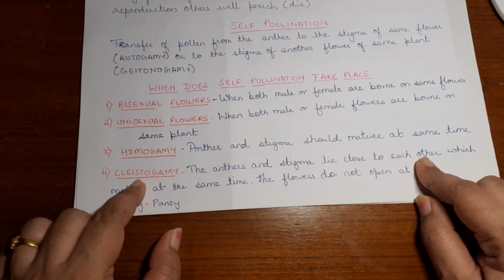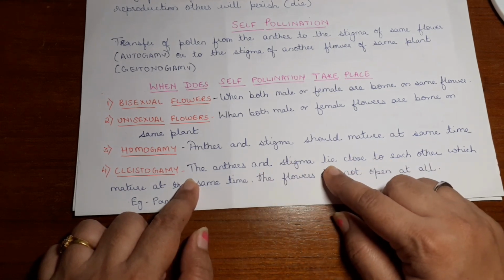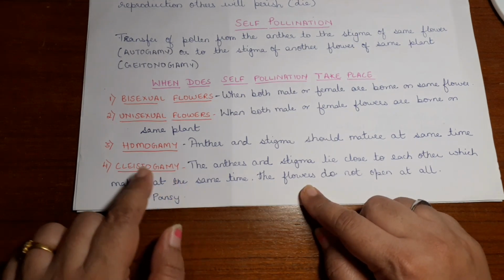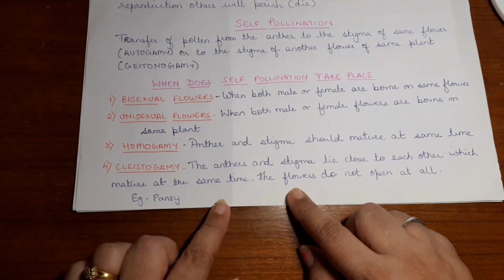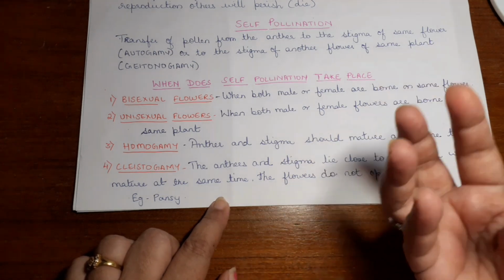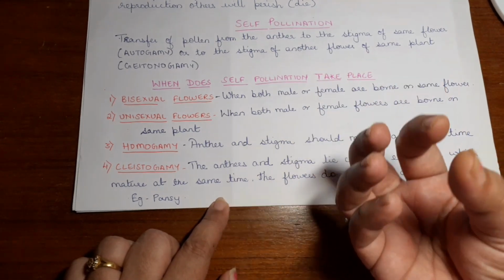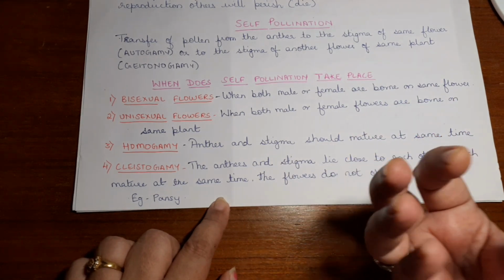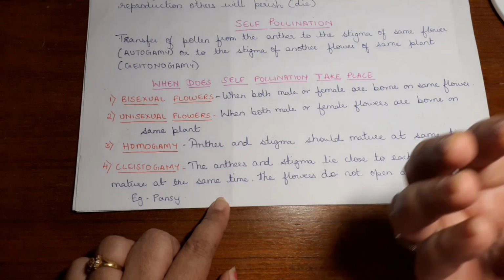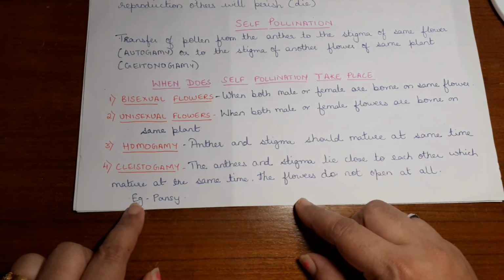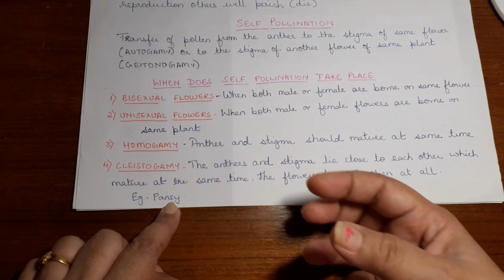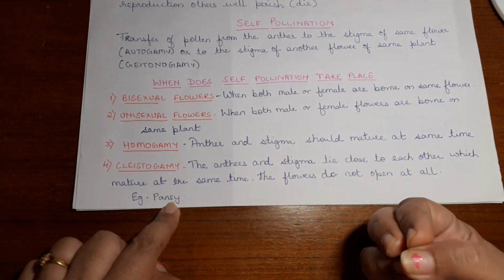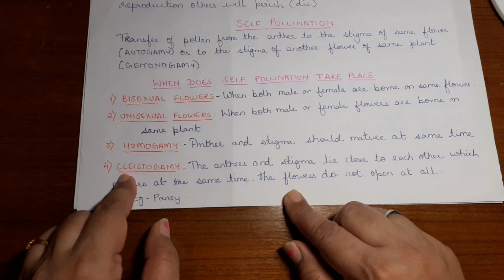The fourth situation is known as cleistogamy, when the anthers and the stigma lie very close to each other and they mature at the same time. Cleistogamy means very close to each other. Some of the flowers do not open at all. The petals don't open at all. So there is no other way the flowers can be pollinated except by self-pollination. The example is the pansy flowers, which are found closer to the ground. They do not open at all. When they do not open at all, this situation is known as cleistogamy.